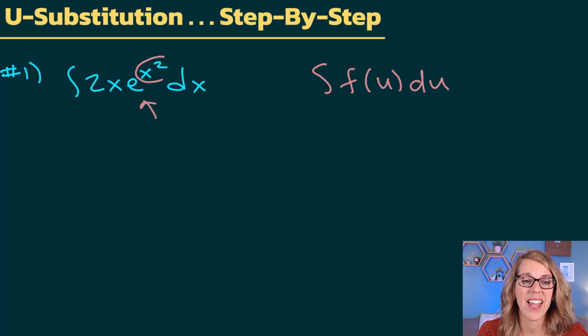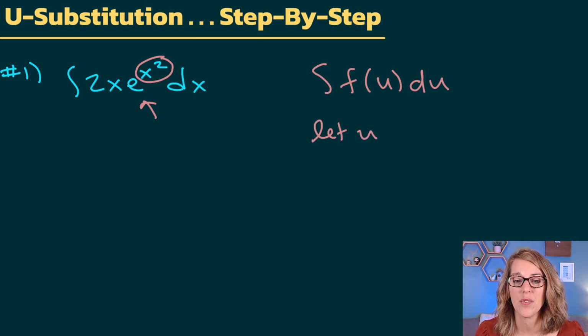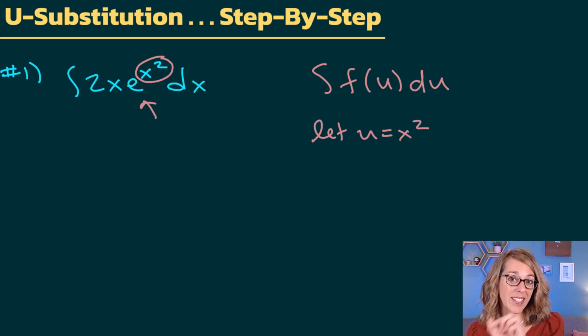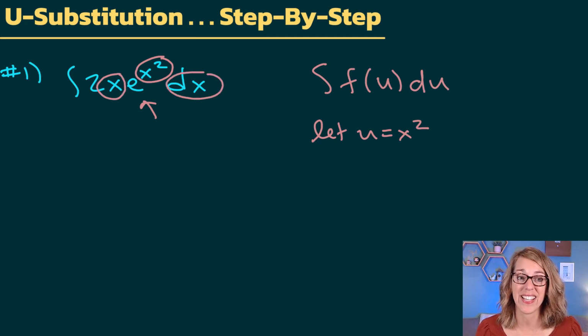So I'm going to go ahead and let u be x squared. So look for those inner layers. That's a great way to start your u substitution. So I'm going to let u equal x squared. I need to replace everything in terms of x in my integral to be instead in terms of u. That means I also need to replace this x, and I need to replace the dx.